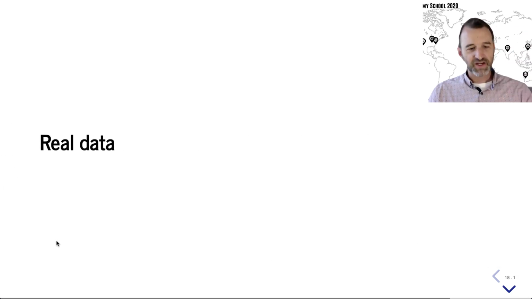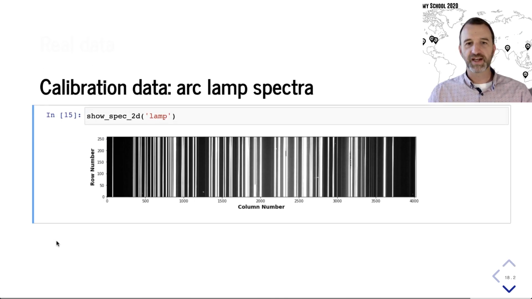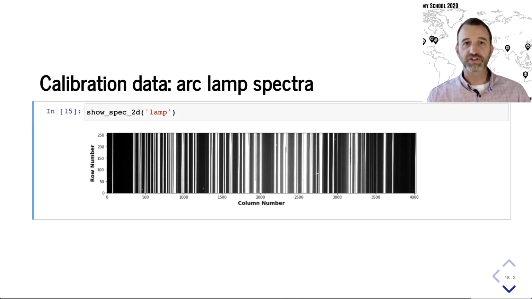All right, so I gave you the cartoon version here. I want to show you some real data now. This is a real spectrum of an arc lamp. So we have column number here, row number here, and dispersion is happening along this way. All these lines here are lines of constant wavelength from a lamp that was illuminating the slit. And we know these wavelengths. People have calibrated these in a laboratory, so we can convert from pixel coordinate, column number, into wavelength.